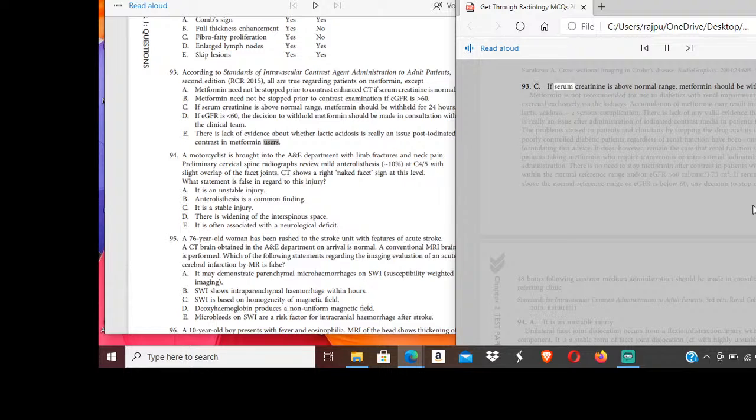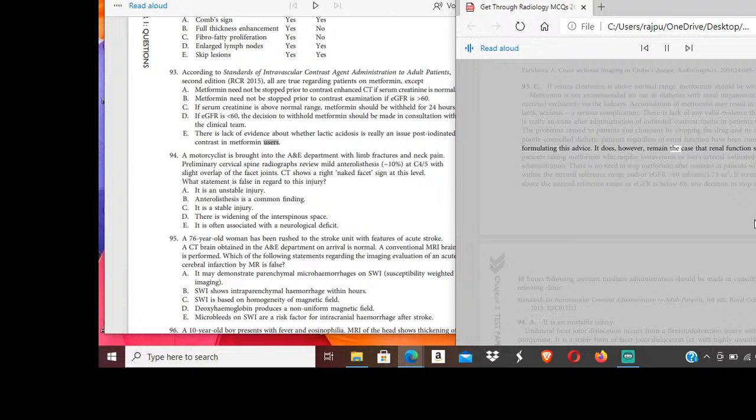93. C. If serum creatinine is above normal range, metformin should be withheld for 24 hours. Metformin is not recommended for use in diabetics with renal impairment because it is excreted exclusively via the kidneys. Accumulation of metformin may result in the development of lactic acidosis, a serious complication. There is lack of any valid evidence that lactic acidosis is really an issue after administration of iodinated contrast media in patients taking metformin. The problems caused to patients and clinicians by stopping the drug, and its increasing use in poorly controlled diabetic patients regardless of renal function, have been considered when formulating this advice.